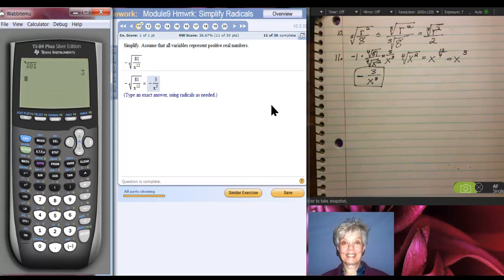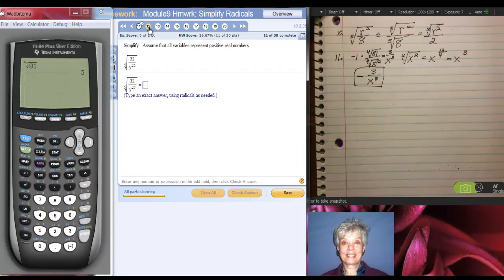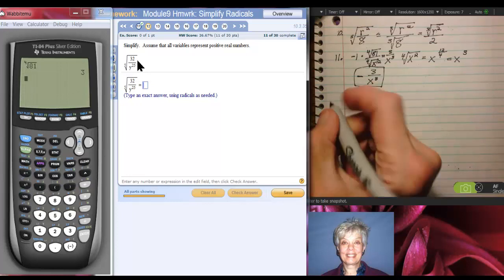Okay, so we're going to go on. Now, I happen to know that the fifth root of 32 is 2, but you probably don't know that. So let's go ahead and work this out.